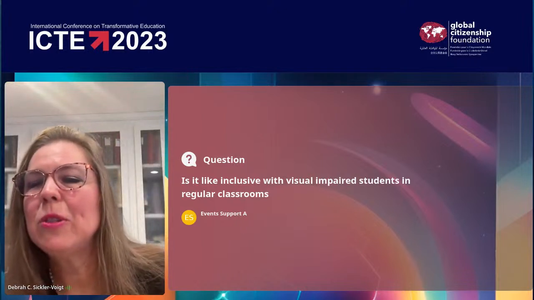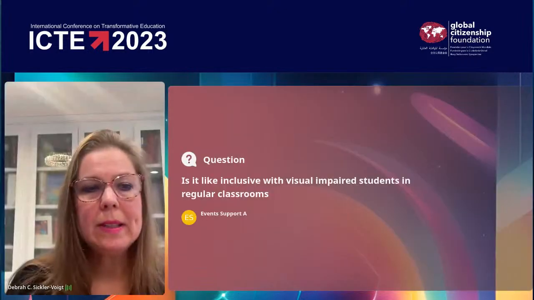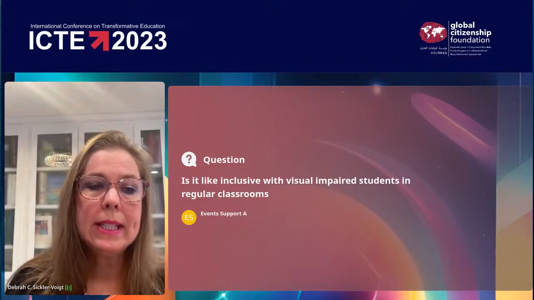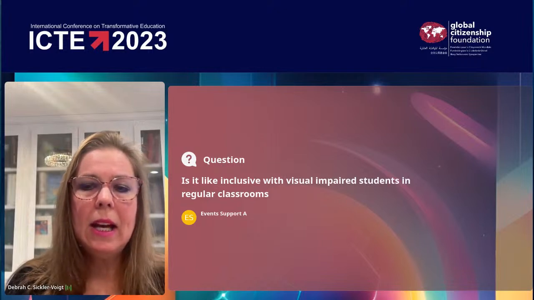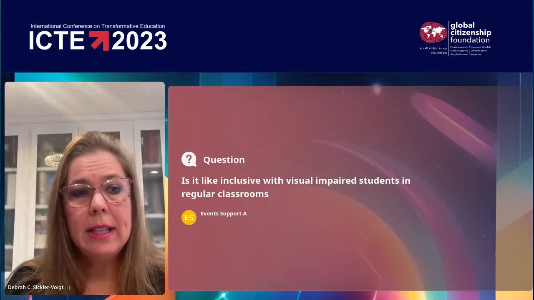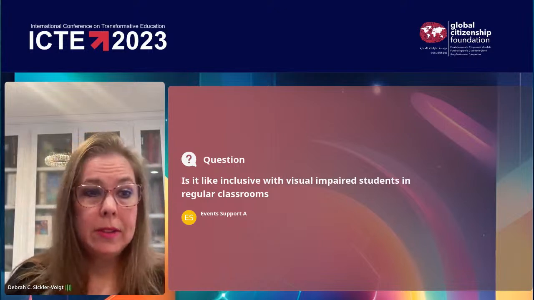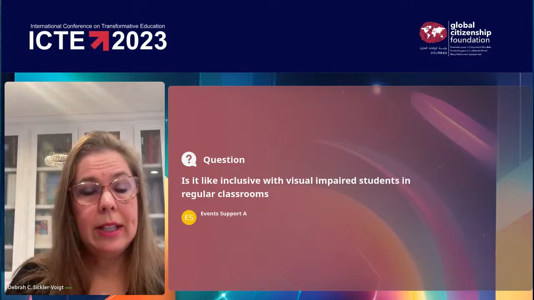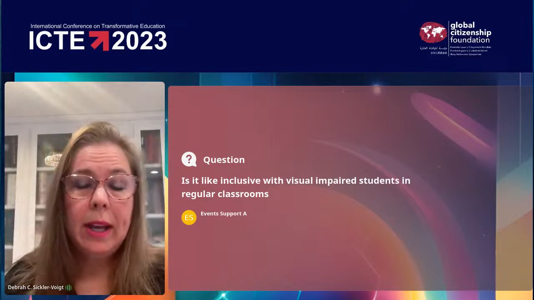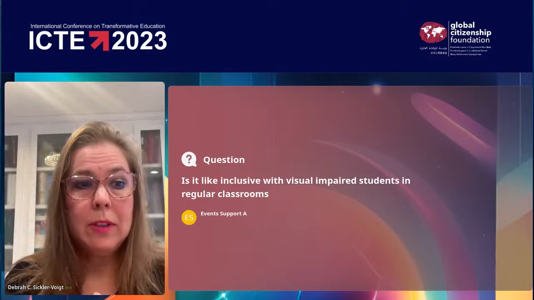Is it like inclusive with visual impaired students in regular classrooms? That's a great question. So in Tennessee, I'm in Murfreesboro, and we have a state school that's about 30 some miles away from us, and it's Tennessee School for the Blind. So that is a specialized school because they are teaching life skills such as walking, cooking, job and career skills in addition to the academics. So they are residential, where students will come from all over the state, and then they'll come on a Monday morning and leave Friday afternoon to go home if they are far away. So they are a school just for students with low vision or who are blind.